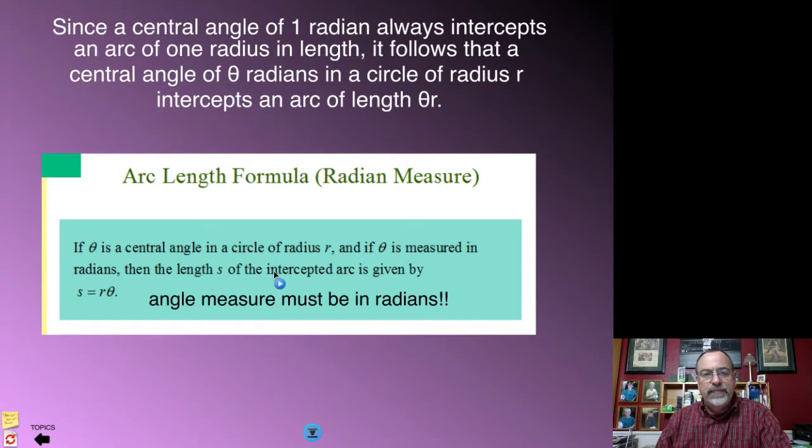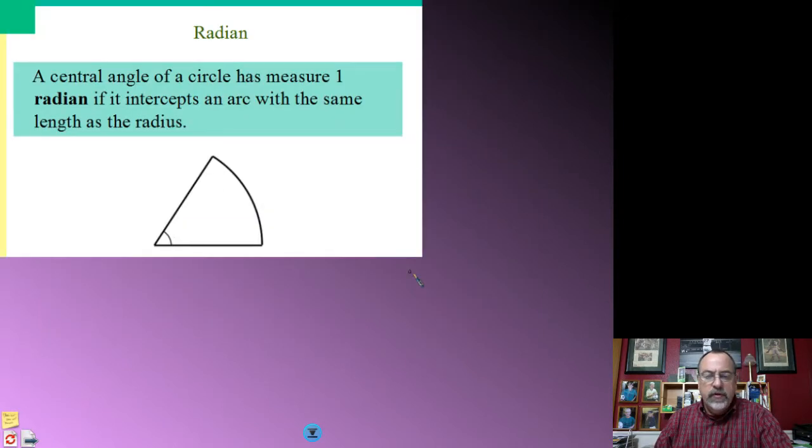So if you're given the measure of the angle in degrees, you're going to have to use your unit multiplier and convert it before you can find the length of the arc. So really quickly, let me give you a picture of what that is. The application of that would be, let's say we have this radius that's 4, and let's say that this angle we know is 3 pi over 4 radians. What would be the length of the arc?